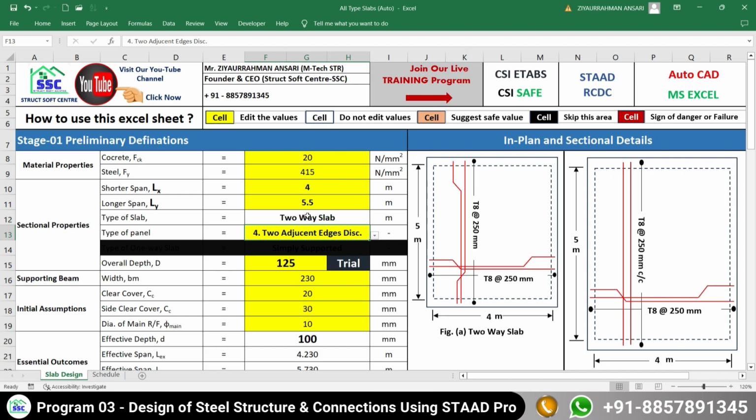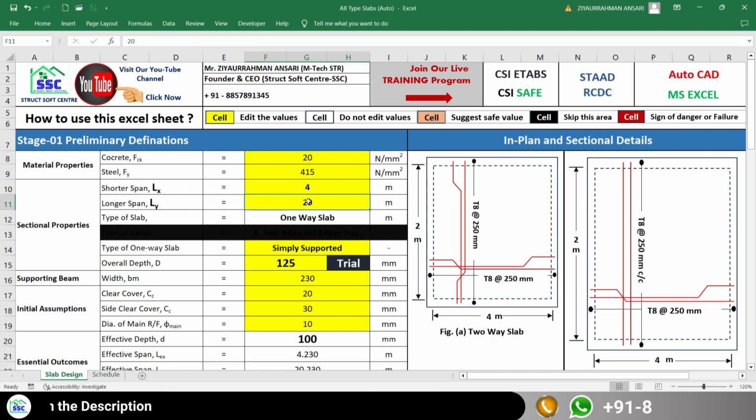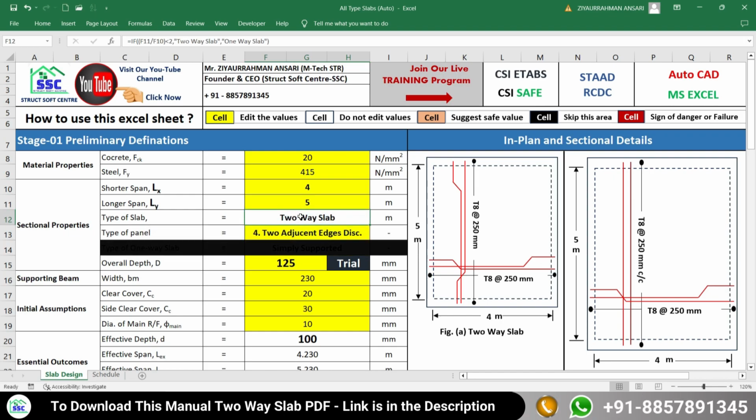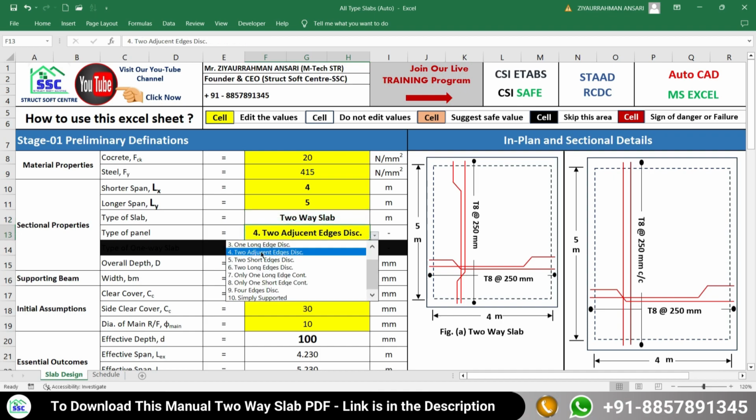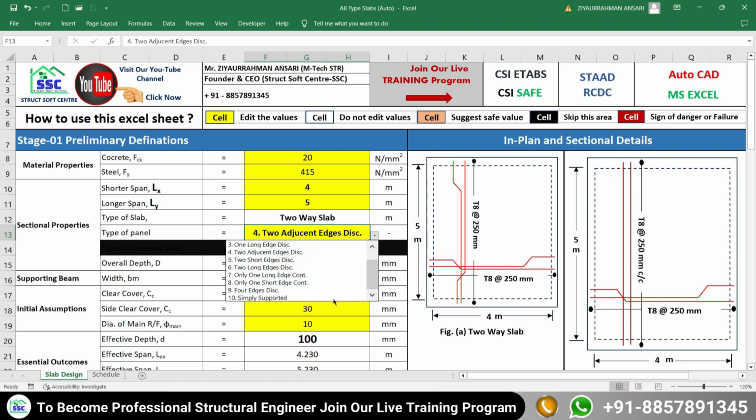And now here we have to decide the type of the panel. It is decided by this Excel sheet itself, whether it is a one-way slab or two-way slab. Suppose you put the longer span as 20 meter, it is going to become a one-way slab. But if you put the value as 5, it is going to become a two-way slab. Now as it is a two-way slab, we have to decide the type of the panel. So two adjacent edges discontinuous, that I am going to choose. All the types of panels are present here, right?